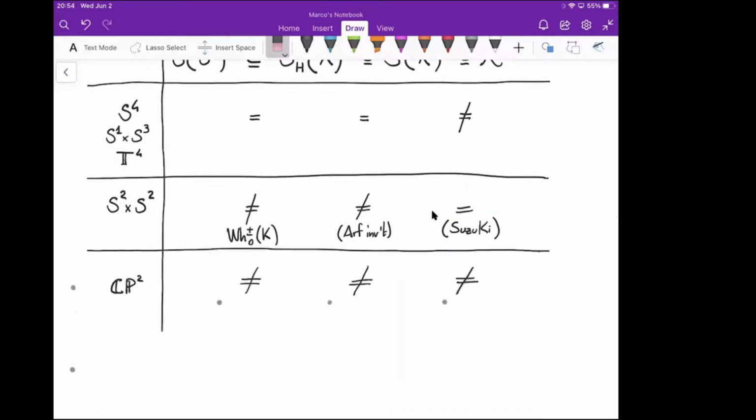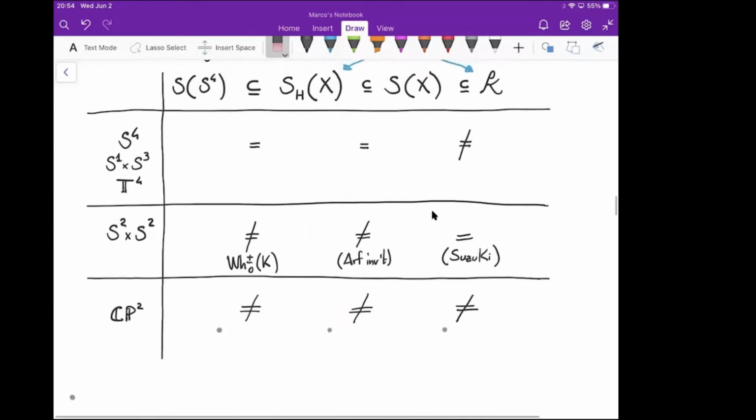Then the next example is CP2, which is a definite manifold. In this case, all the inclusions are proper, and here are some examples. So the right-handed trefoil, the left-handed trefoil, and some torus knot give you a knot that is in one set, but not the previous one.